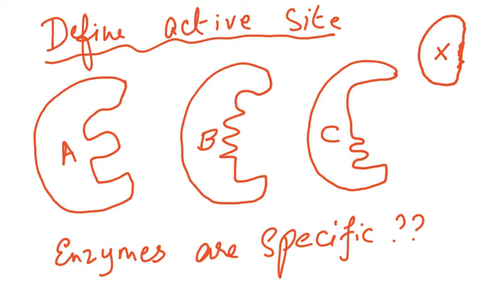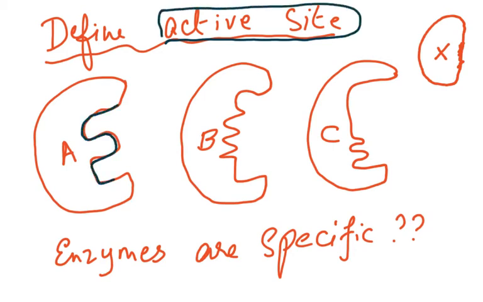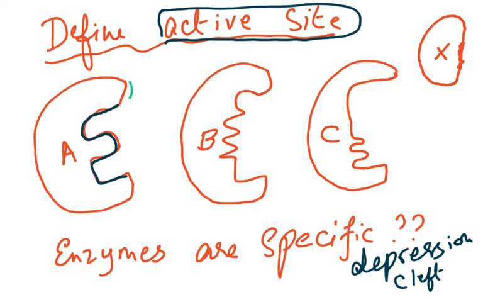The reason is that if we had to define active site, the active site is this part, and the active site is actually a depression, or a cleft. I usually say the active site is like a khadda in which the substrate fits. So you can't just say an area where the substrate fits. It is a depression, a sort of a cleft. The word depression or cleft has to be used.